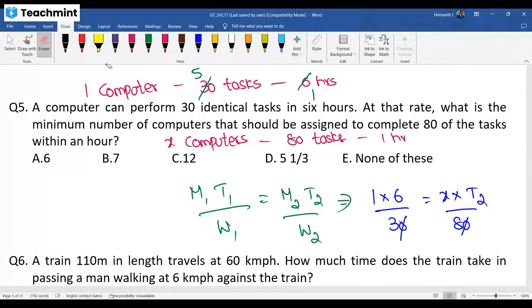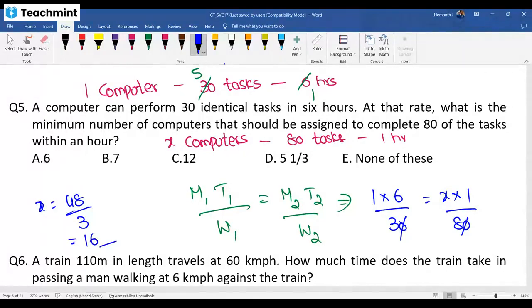This t is also 1, sorry. T2 is nothing but 1. Now x is nothing but 48 divided by 3, which is 16, right? So 16 is the answer. We don't have the option, we have to go for none of these. Answer is 16, my dear friend.